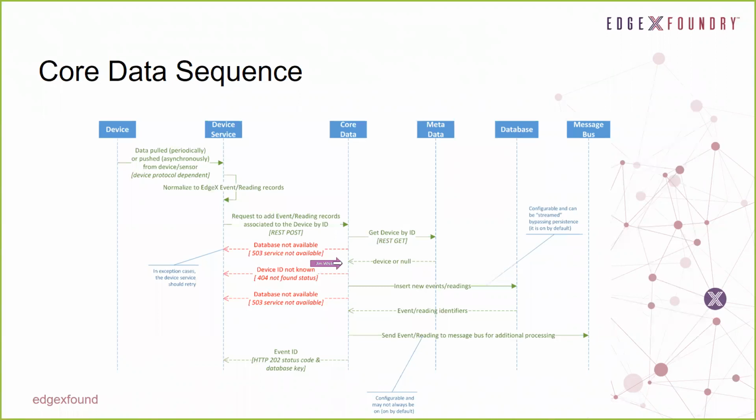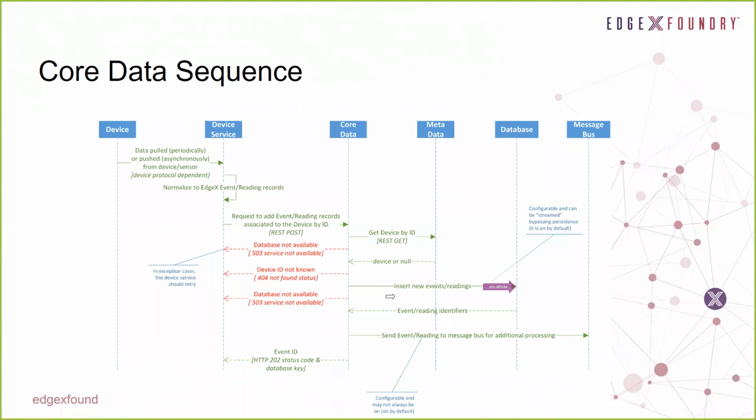Once we've got an indication that the data coming in is valid with regard to some sort of device we know about, it then will insert that data, the event and reading, into our database, which again for us today is Mongo, at least by default, but as I indicated, it could be your database choice. We send back to core data the identifier, and in fact, core data will relay that identifier about that event reading onto the caller, in this case, the device service.